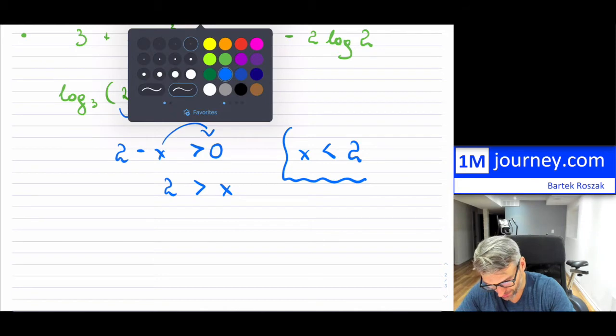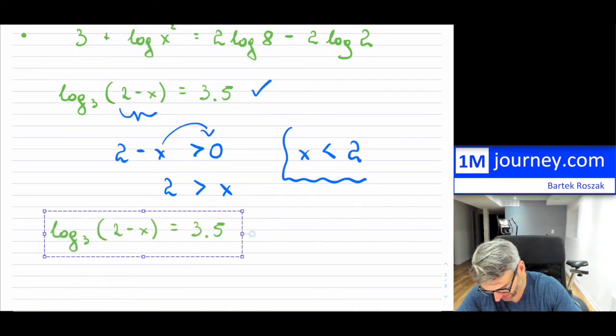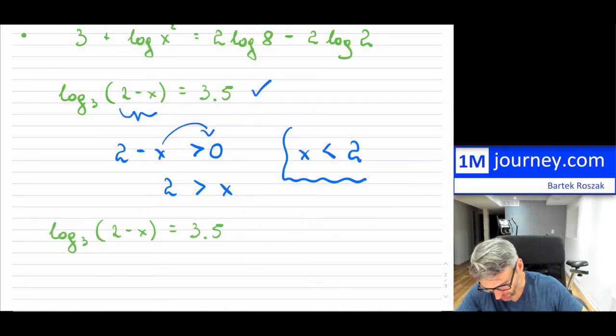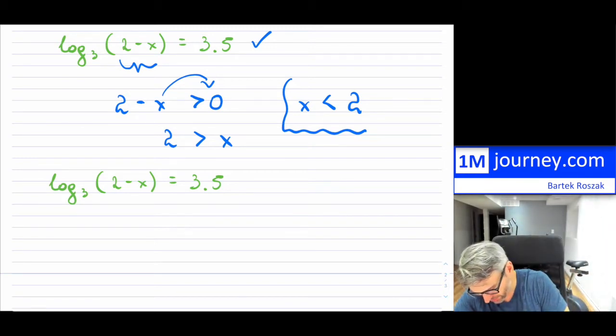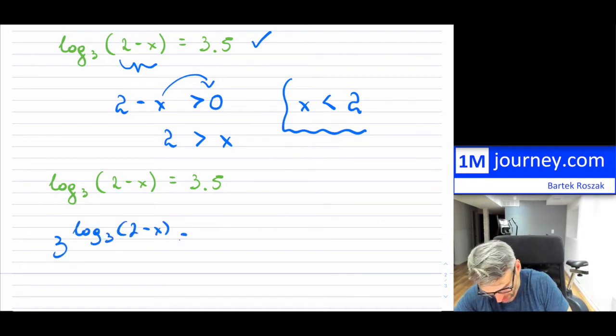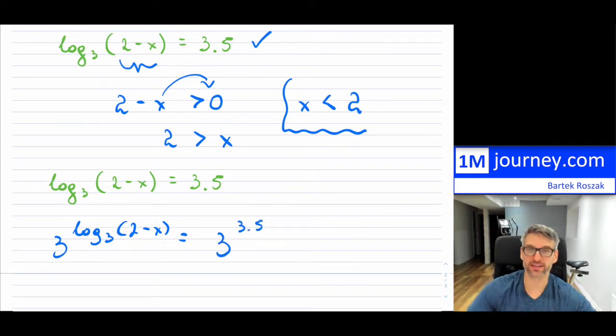So for that property, I'm going to paste this back in here. What I'm going to do is raise both the left-hand side and the right-hand side. Okay, I'm going to use the base of 3. So this is what I'm going to do. I'm going to say 3 raised to the log of 2 minus x equals 3.5. So I've raised the entire equation.